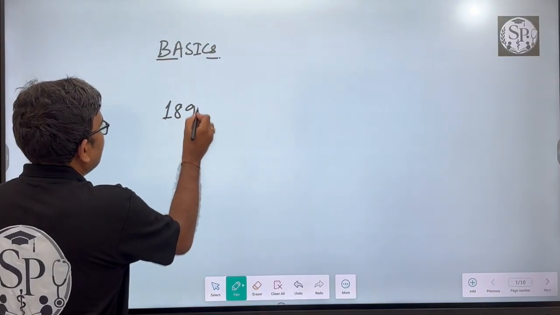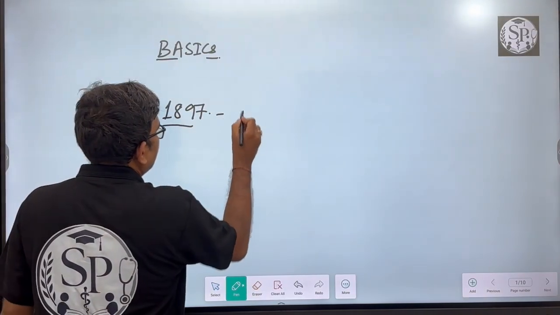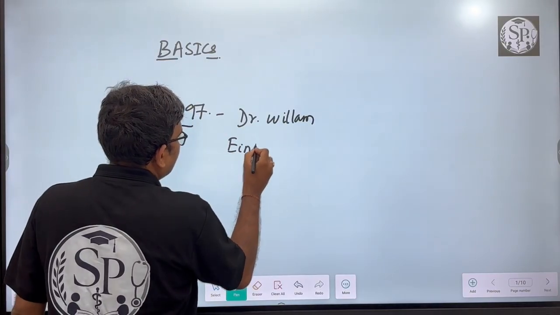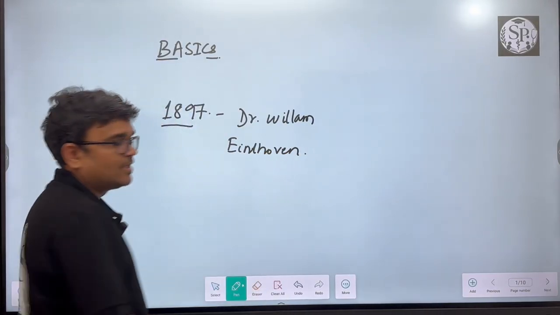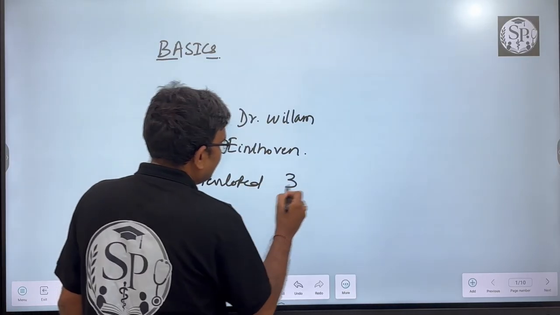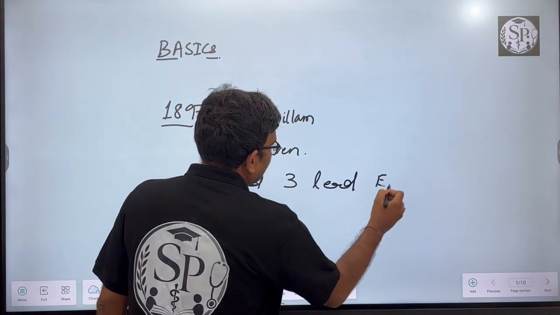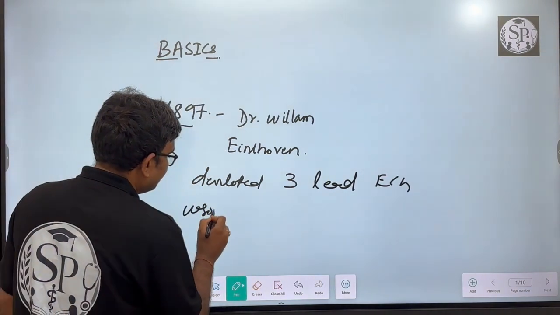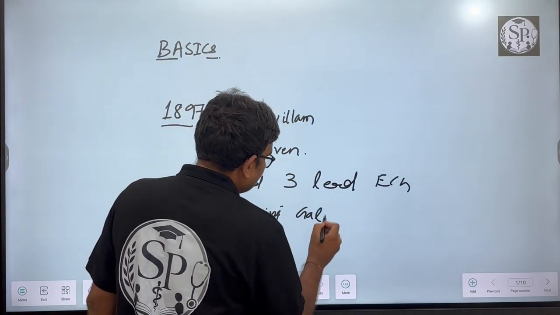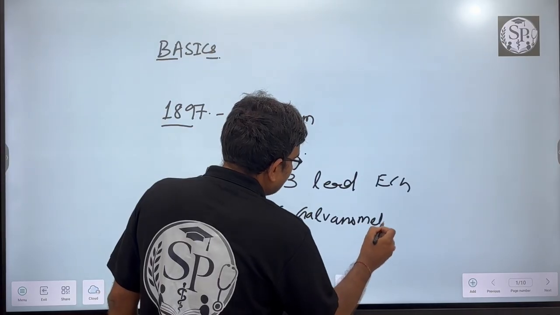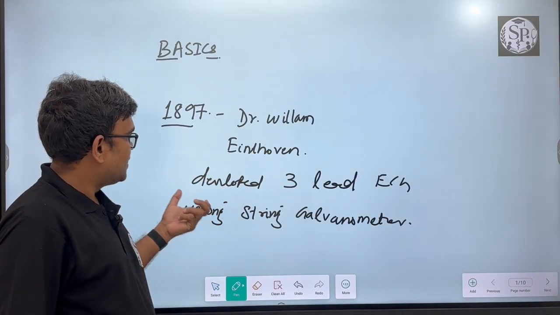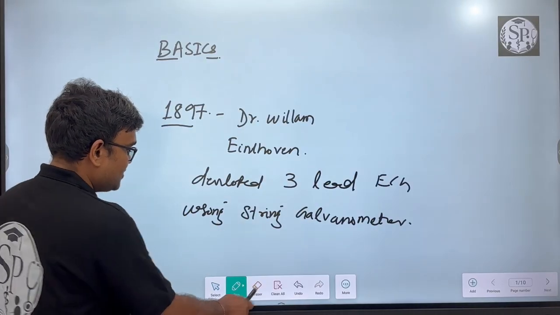In 1897, Dr. William Einthoven developed the 3-lead ECG using a string galvanometer. So, in 1897, Dr. William Einthoven developed the 3-lead ECG using a string galvanometer.